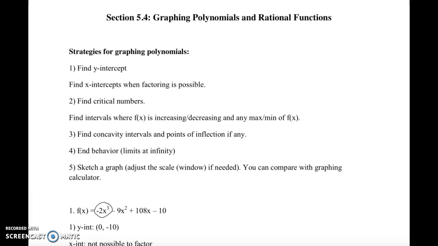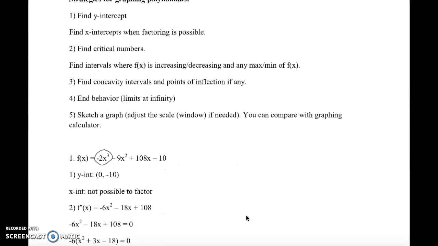And you want to go ahead and compare it with your graphing calculator. If you're just in your graphing calculator, you're encouraged to sketch it first and then go ahead and put the function in the graphing calculator and adjust your windows as you need to. So let's go ahead and look at one example here.